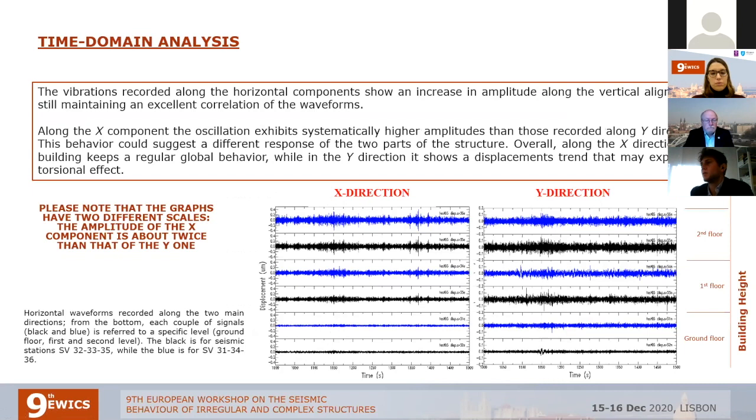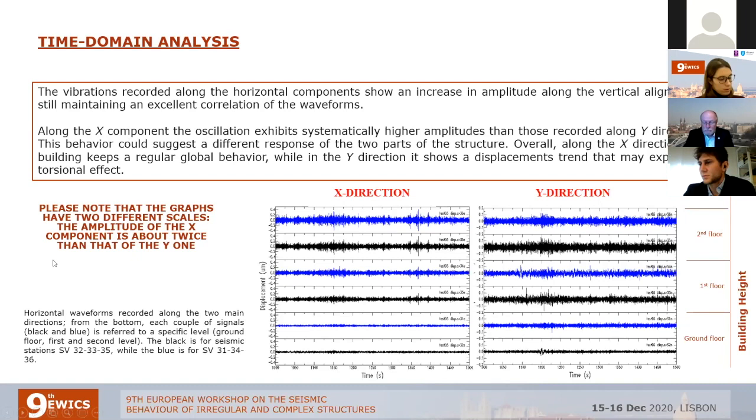Looking at the time domain analysis, the vibrations recorded along the horizontal components show an increase in amplitude along the vertical alignment, but it is worth noting that there is an excellent correlation of the waveforms. On the other side, we can see that the components in the x direction exhibit a higher amplitude than those along the y direction. Moreover, along the y direction, there is a displacement that shows there can be some torsional effect, since the building is not so regular along the height.